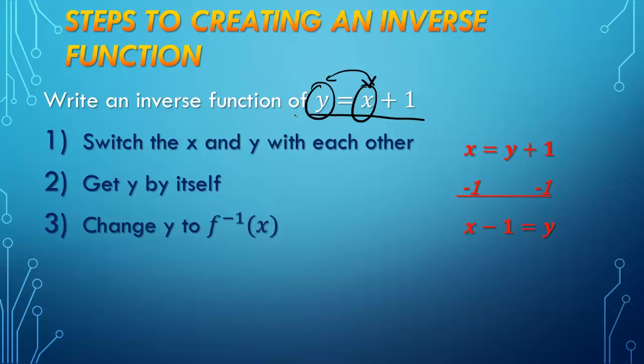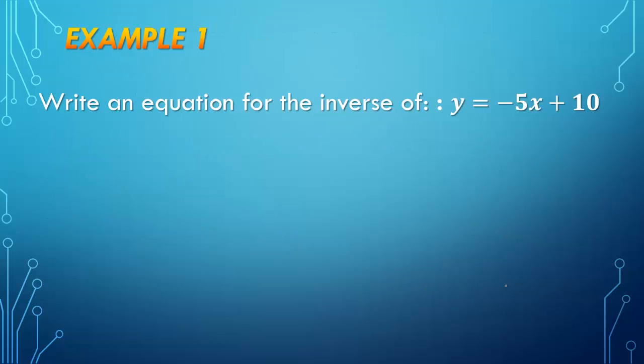Then all you have to do is change the y to that inverse function sign, this right here. That's the notation for it. So your answer would be written as such, and it reads the inverse of f of x equals x minus 1. That's a fairly basic, simple one, but the steps are basically the same as you go through this. So let's try an example.